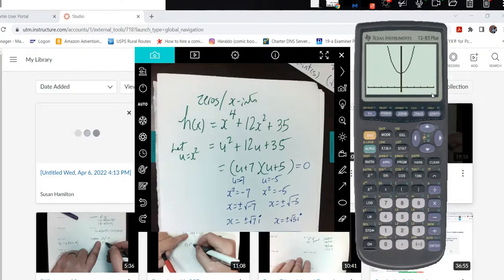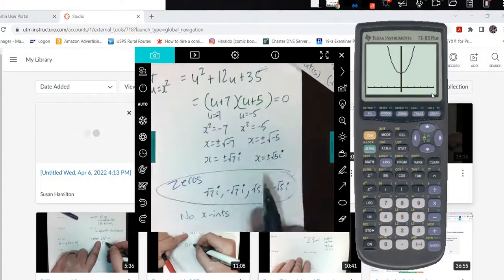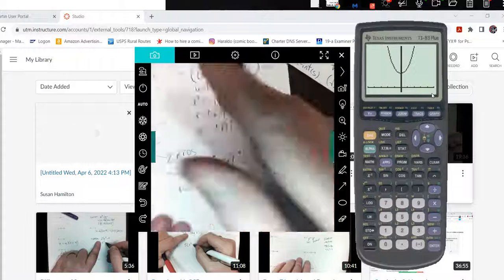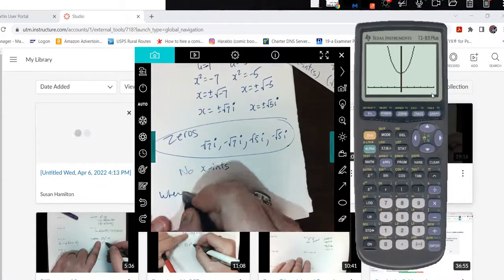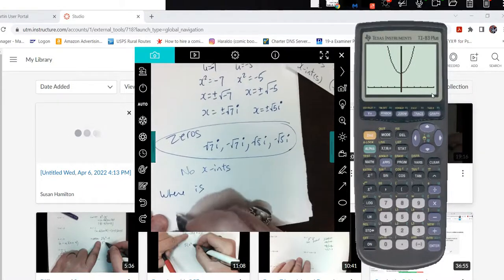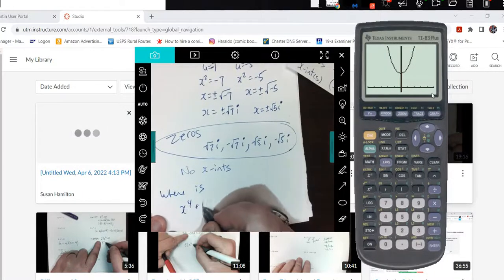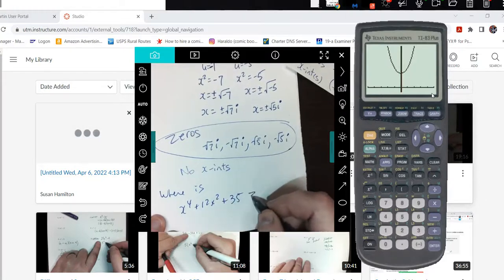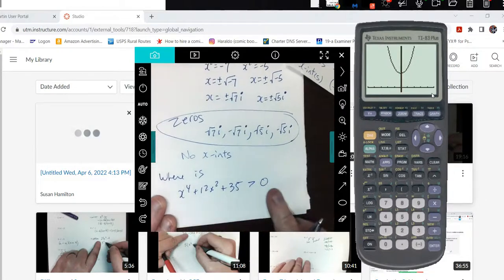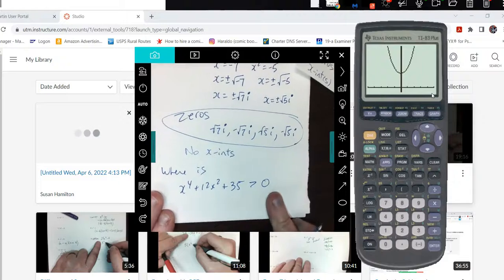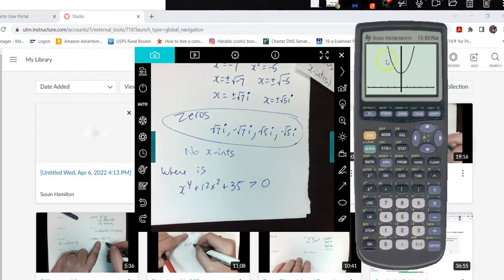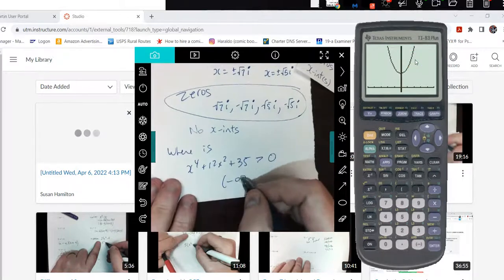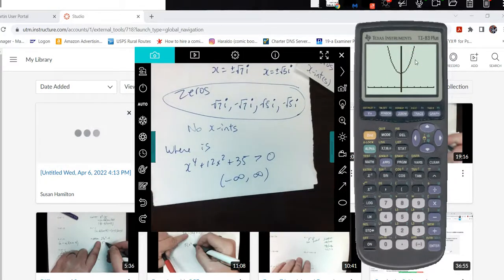And if the question had been instead, where is this? Where does that happen? Well, when does that happen on the graph? When it's above the x-axis. When is this above the x-axis? Everywhere. And so the answer to that would be that.